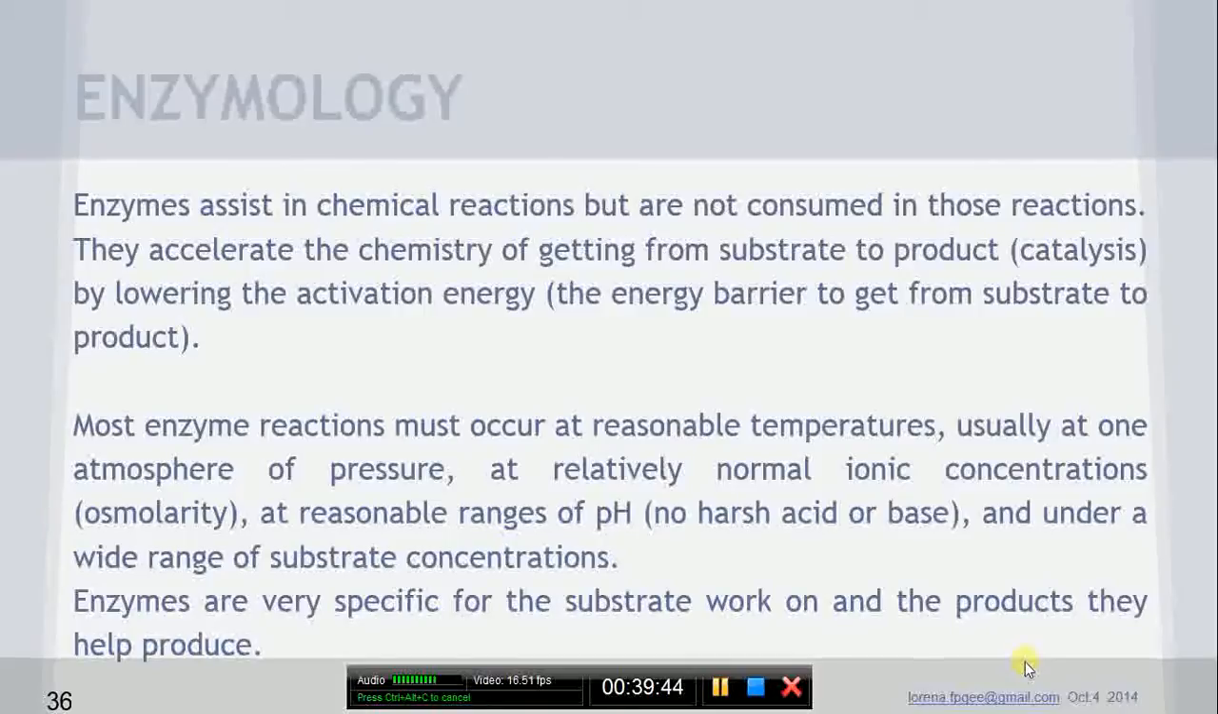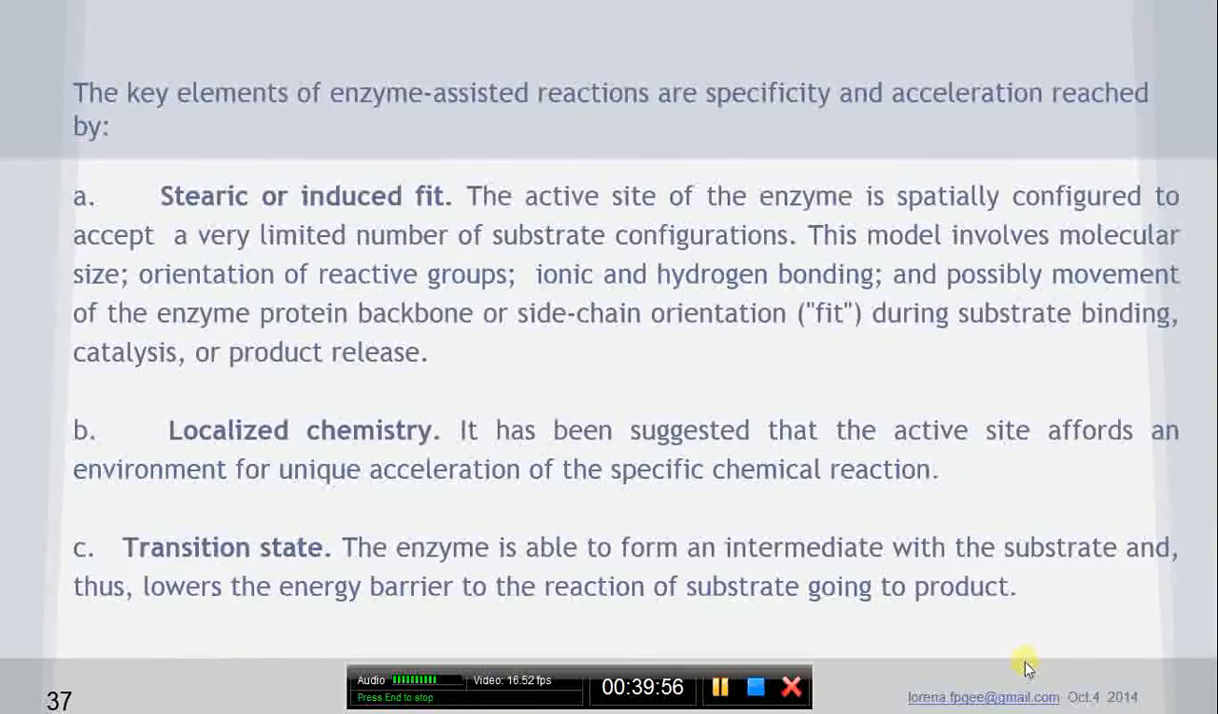In the instances when an enzyme will work on 2 or more closely related chemicals, one reaction will usually be highly favored and the other reactions will occur at much slower rates. The key elements of enzyme-assisted reactions are specificity, only one or a limited number of closely related substrates, and acceleration, reaction occurs manifold over what would normally occur. How do enzymes accomplish these twin goals? Many explanations exist, but they fall into the following basic categories.